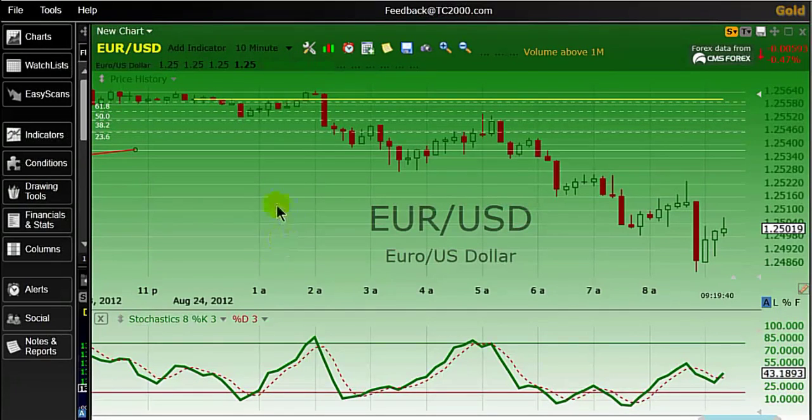Ladies and gentlemen, yesterday the stochastic gave us a bearish indication for the Euro USD. As you can see, the price is rolling down. All right, these are powerful trading tools.